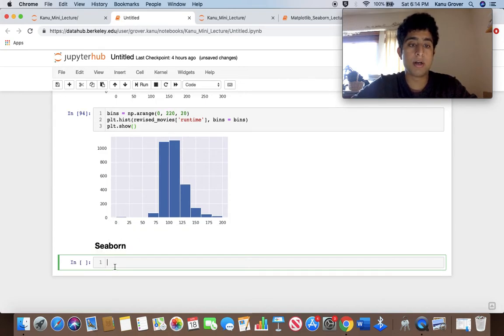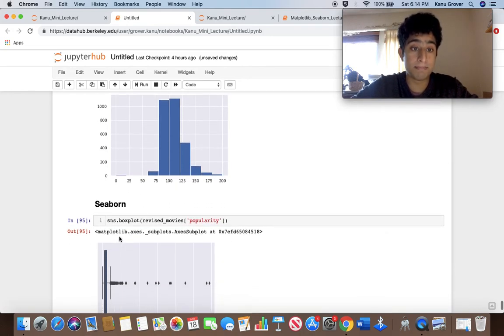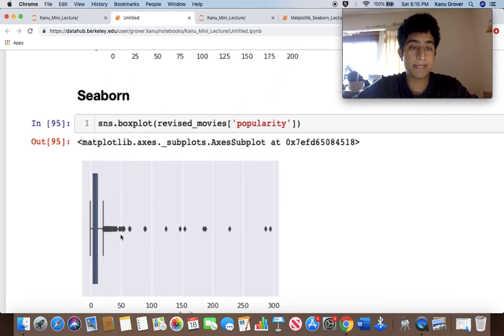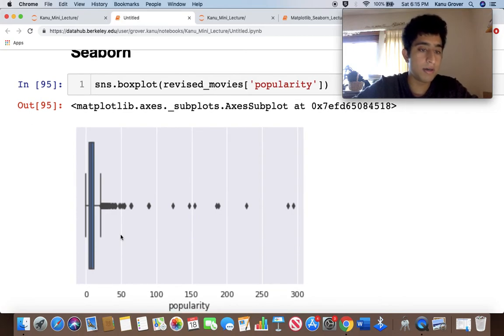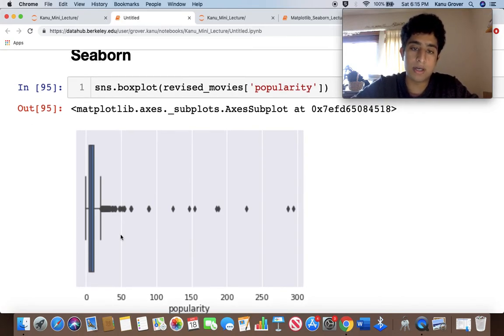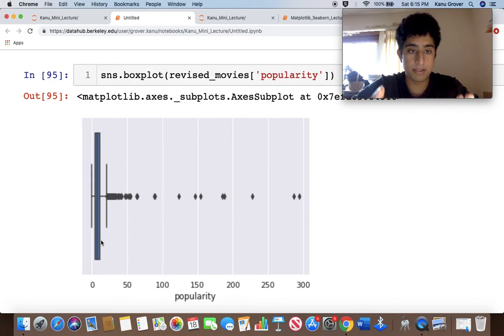So essentially our code in Seaborn for a box plot is going to be sns.boxplot. We're going to put the table name, revised movies, and then we're going to index into our columns, which is very similar to what we just saw in Matplotlib. So if we wanted to plot the box plot for popularity, we end up getting a graph looking like this. And to be honest, this graph is not too great. It's not a really good estimator of how our distribution really is, just because everything is so cluttered.